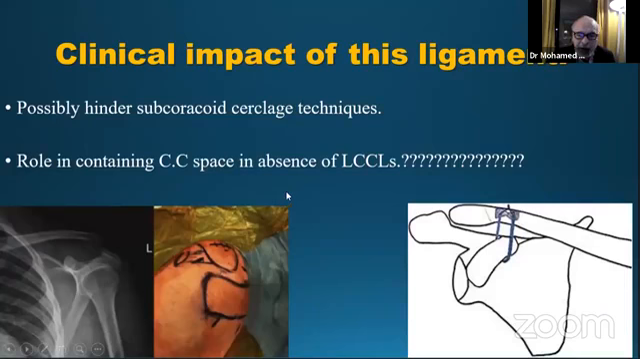What about the surgical impact of this ligament? Possibly it hinders the subcoracoid circulation during the circulation technique. This ligament may hinder your work. Also, it has a role in containing the coracoclavicular space in the absence of the lateral coracoclavicular ligament.